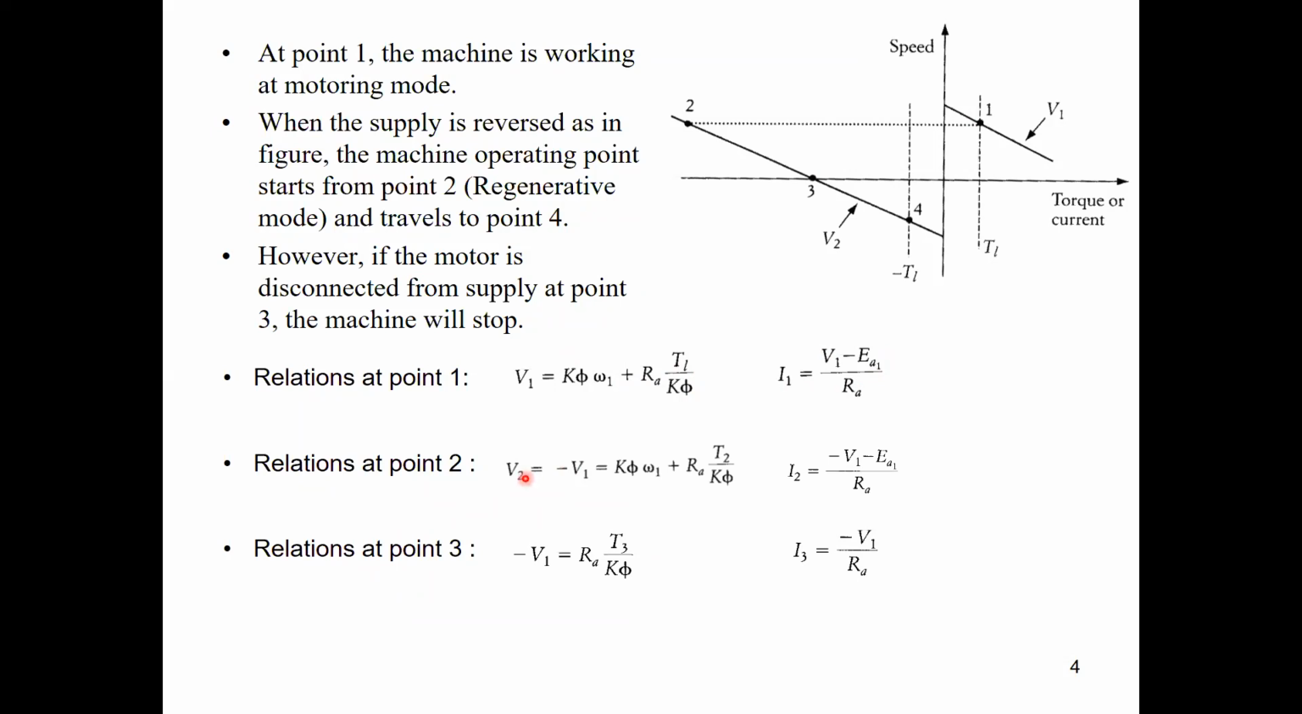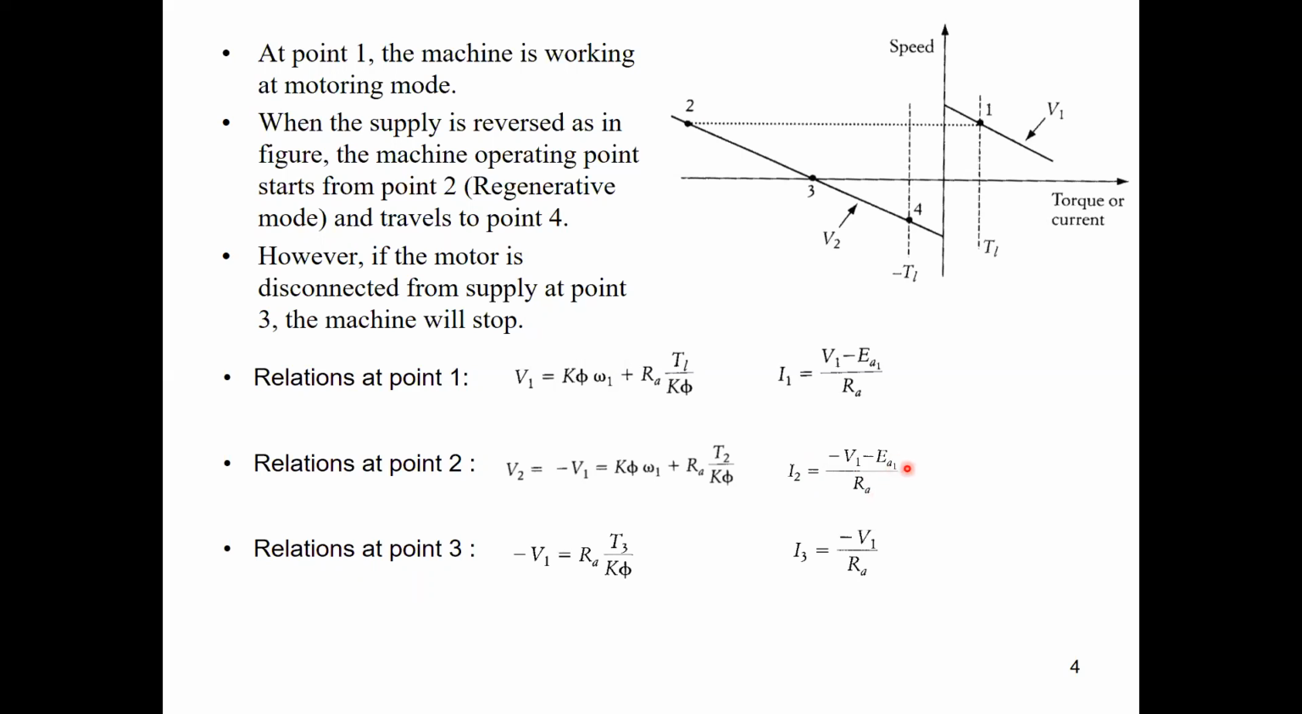For quadrant number 2, the current polarity is reversed, and the voltage also is reversed. So V2, which is equal to minus V1, equal to K phi multiplied by the speed, which is the same speed at point 1. So it's K phi multiplied by omega 1 plus R multiplied by current, which is torque divided by K phi. So this will be the equation of Kirchhoff voltage law of the DC machine, and the current value will be I2 equal to minus V1, because we have reversed the connection, minus EA1 divided by RA.